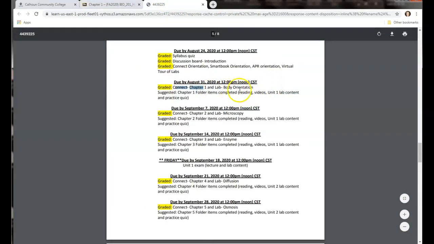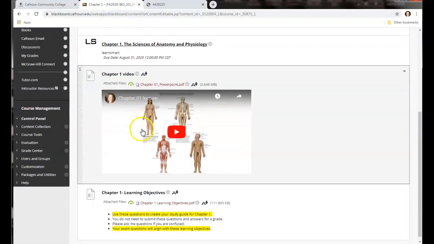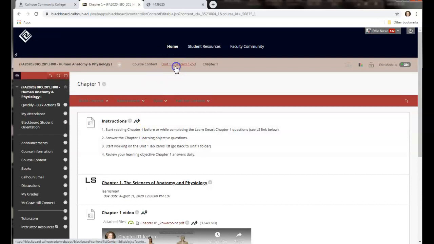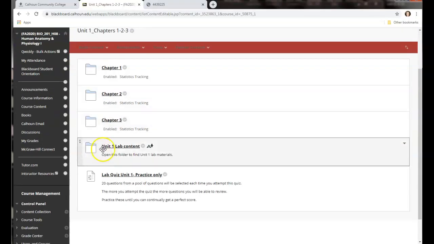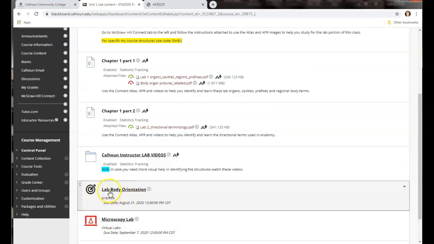Then you should complete the lab body orientation. So come back over here. This was all Chapter 1 lecture material. You have to go back to Unit 1. Scroll down to the Unit 1 lab content, and here's the lab body orientation. So this is due on the 31st. So this will run through kind of multiple choice questions. You can look up some of the answers in your textbook. You can refer to the body atlas if you would like.